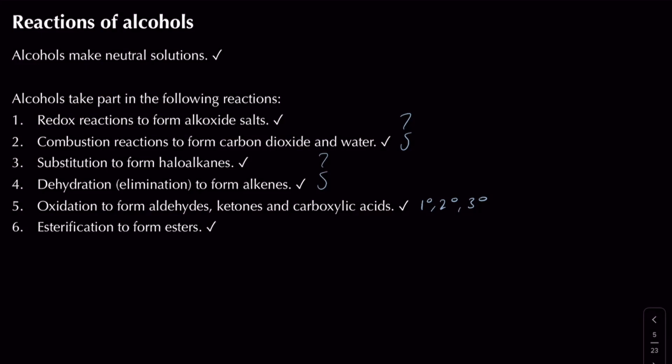Now, one important thing to note about our alcohols is that, unlike carboxylic acids and unlike phenol, the hydrogen on there is going to be neutral. It's not going to be acidic, and so we know they actually make neutral solutions. Their pH is going to be equal to 7.